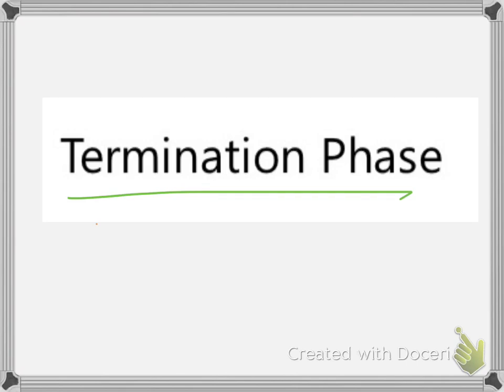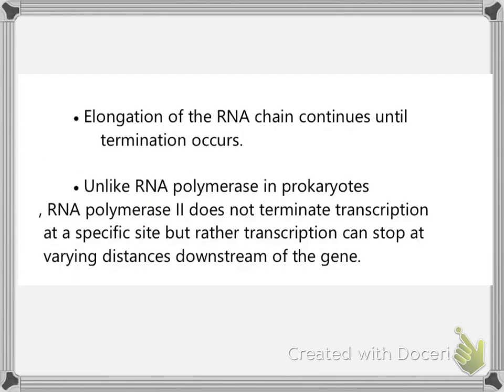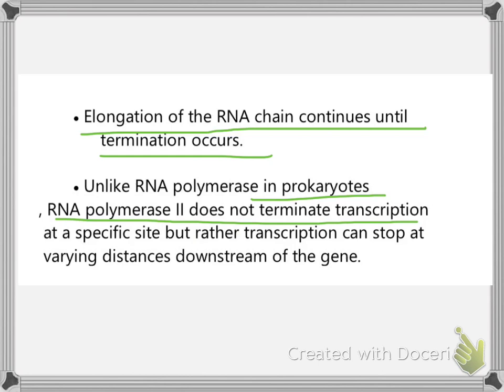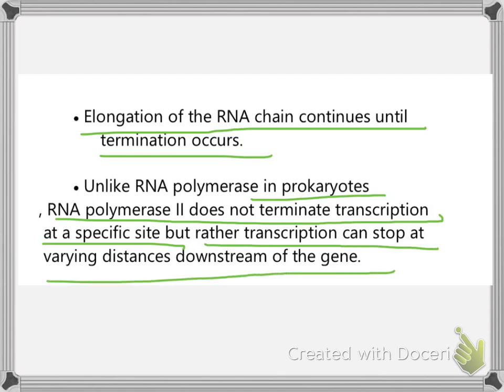Next is the termination phase. The nucleotides are added by the RNA polymerase until termination occurs. That is, the elongation of the RNA chain continues until the termination occurs. Unlike the RNA polymerase in prokaryotes, RNA polymerase II does not terminate the transcription at a specific site, but rather transcription can stop at varying distances downstream of the gene.